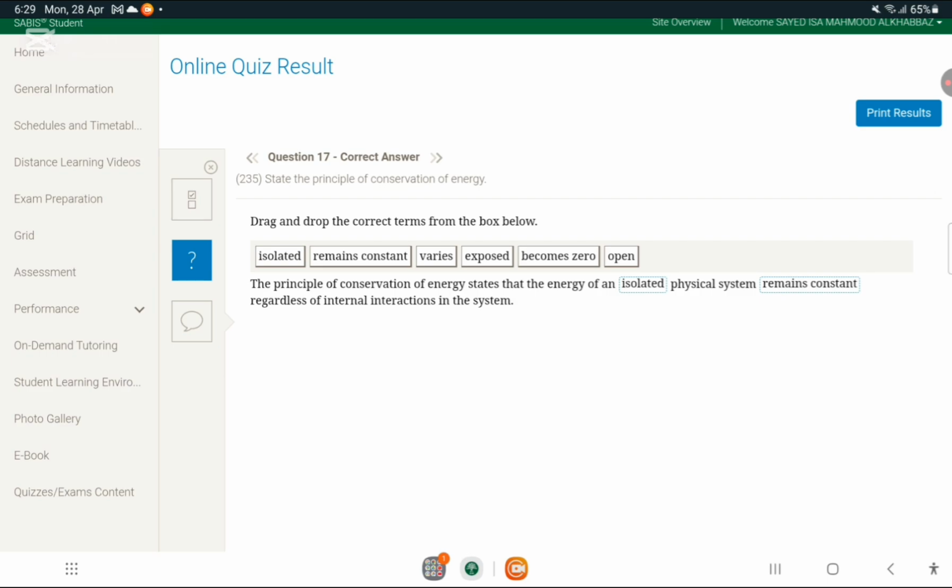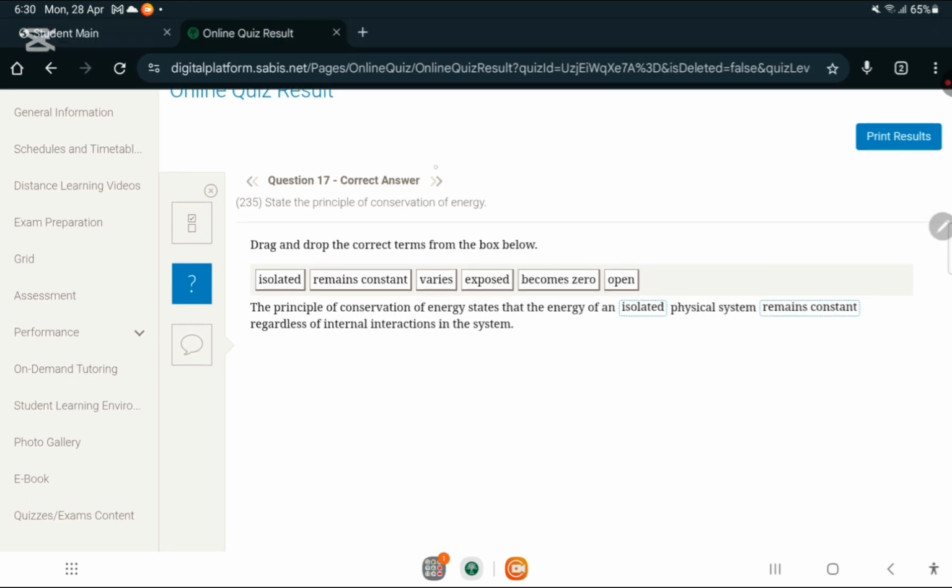The principle of conservation of energy states that the energy of an isolated physical system remains constant regardless of the internal interactions in the system. This is a memorization. It's the principle of the conservation of energy. So it states that the energy of an isolated physical system remains constant regardless of internal interactions within the system.